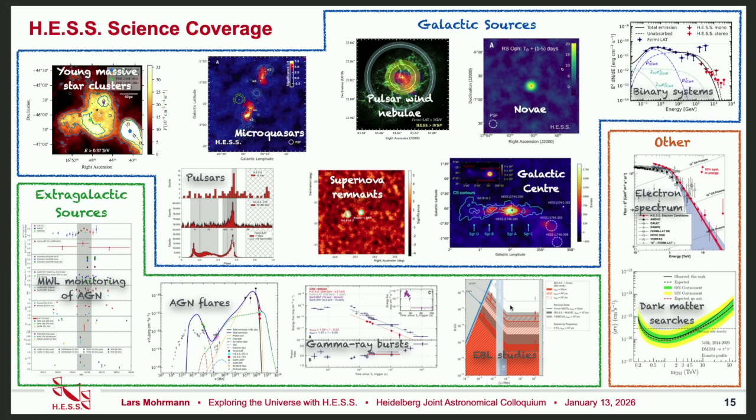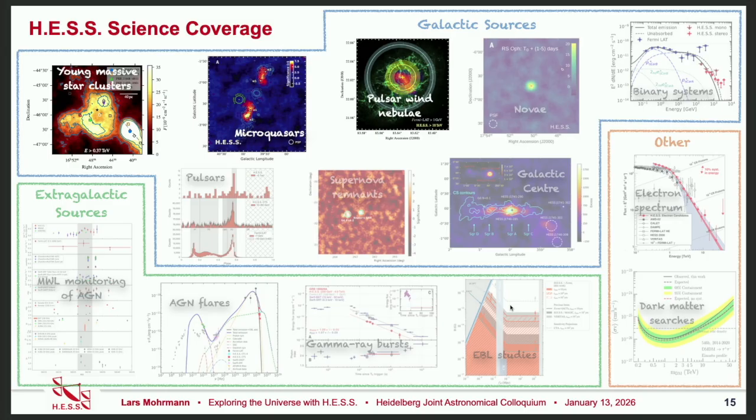Then we have a large variety of sources that we study in our own galaxy. Some of them we know and study since long. Supernova remnants, pulsar nebulae, the galactic center as well, or binaries are in our program since long. But there's also a few newcomers that came up during the last couple of years, and that turned out to be very interesting. Star clusters, microquasars, or novae, for instance. And then there's also other things we can do, for instance, measuring the electron spectrum or searching for dark matter.